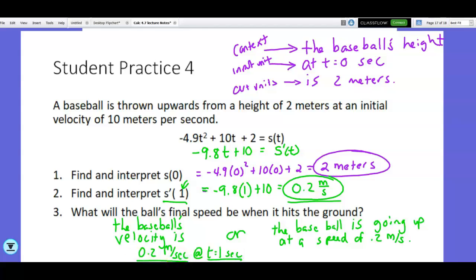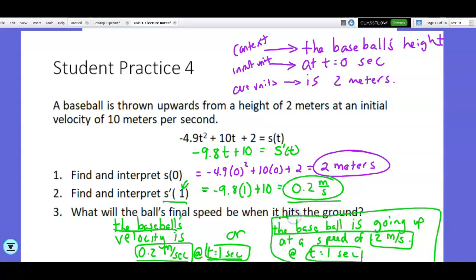Or you could say the baseball is going up at a speed of 0.2 meters per second at t equals 1 second. So I left off my input units on both of those. But anytime you do an interpretation, you should have all three. You should have the context, the output unit, and the input unit. Context, input, output. Now, the difference between these two different ways of writing it is this one just says what direction the ball is going. So you could say the baseball is going up at a speed of 0.2 meters per second. This one is just saying the velocity is 0.2.